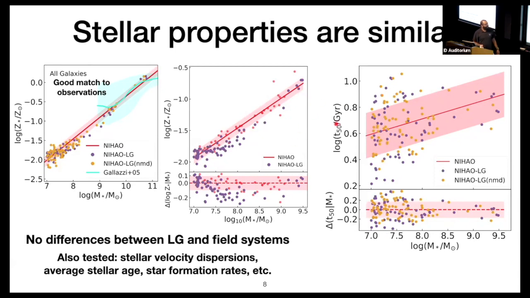On the right-hand panel, I have the time it takes to accumulate 50% of your stellar mass. And once again, local group seems to just fall on the NIHAO field. I also tested other things like stellar velocity dispersion, star formation rate, average stellar age. They all come out to be just about the same.